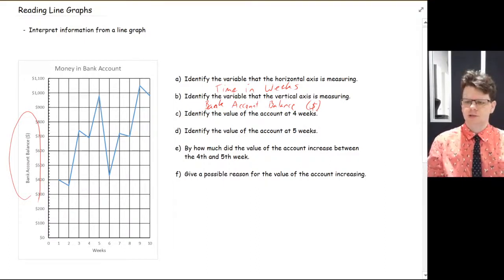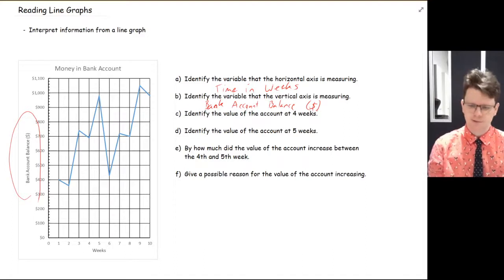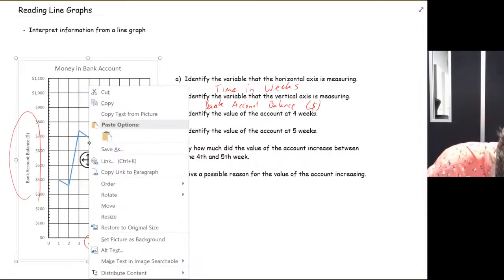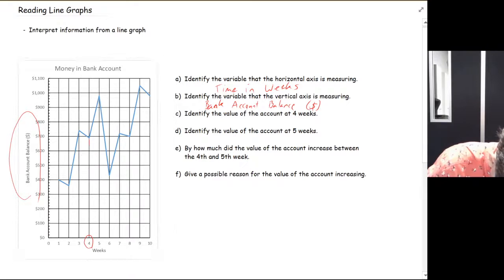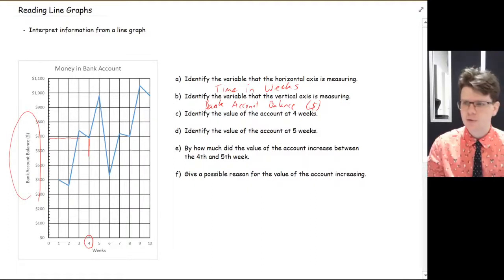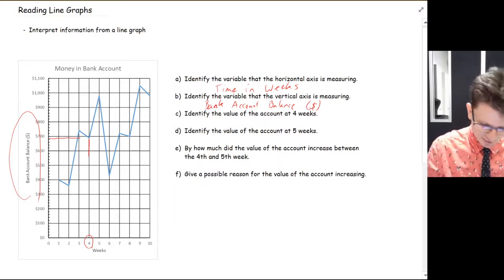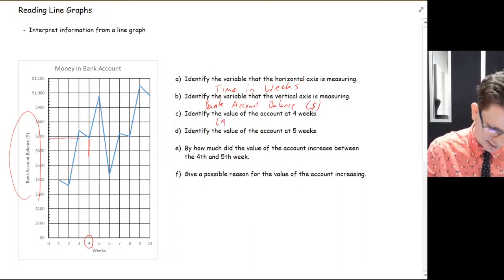Alrighty, so the next question asks, identify the value of the account at 4 weeks. Okay, so let's find 4 weeks. Let's look up until we hit the line. Okay, so it looks like it's almost at 700, but it's not quite at 700. I hope most of you'd agree that it's close to 700 without actually being at 700. So I'm going to say it's very close. It's about $690.